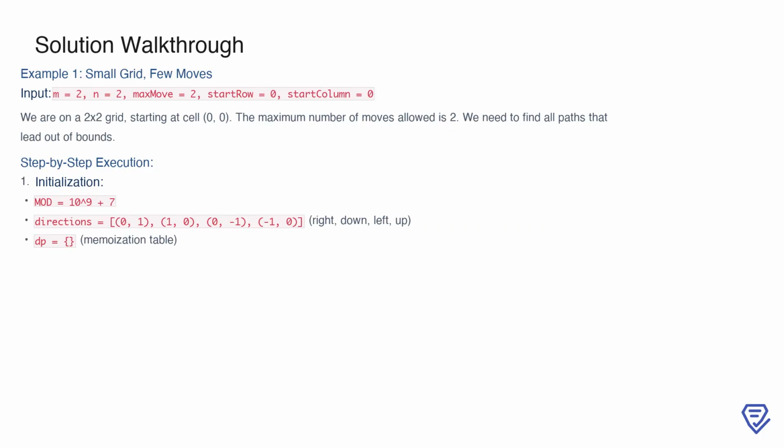Here, we are tasked with finding the number of paths that lead out of bounds on a 2x2 grid. We start at the top left corner, cell 0, 0, and are allowed a maximum of 2 moves.